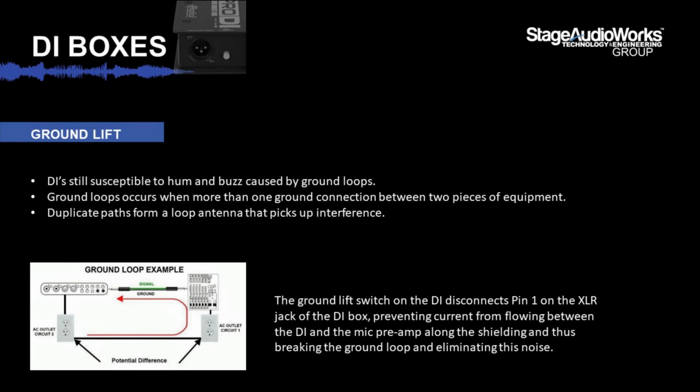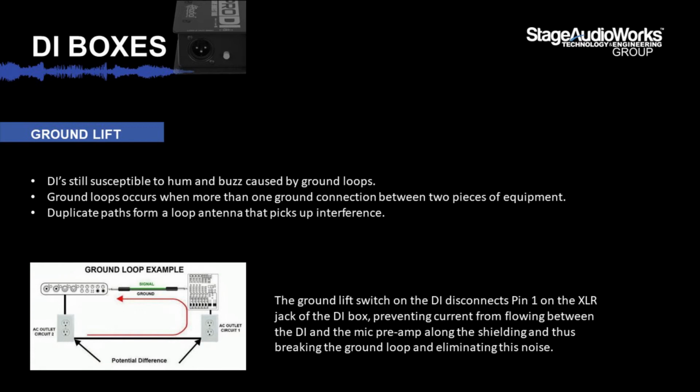So ground loops, if you look at this image here, occur when there's more than one ground connection path between two pieces of equipment. The duplicate ground paths form the equivalent of a loop antenna, which very efficiently picks up interference.